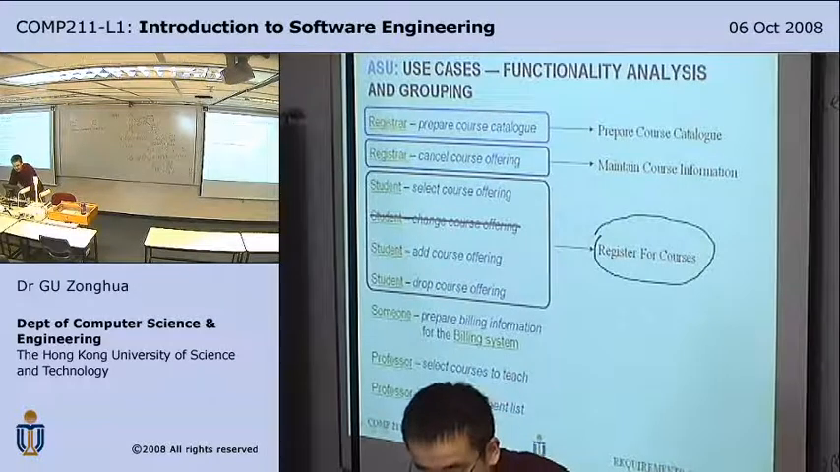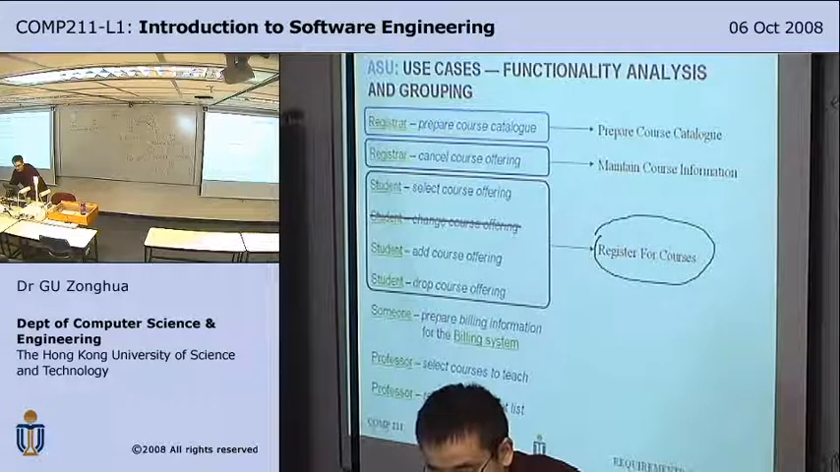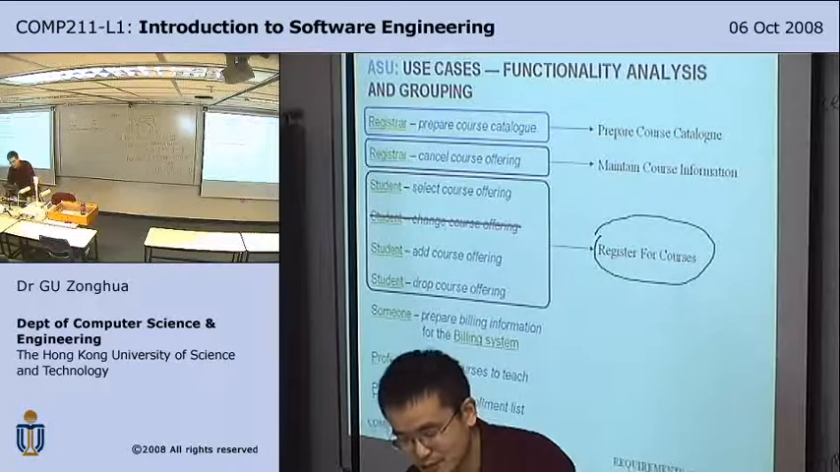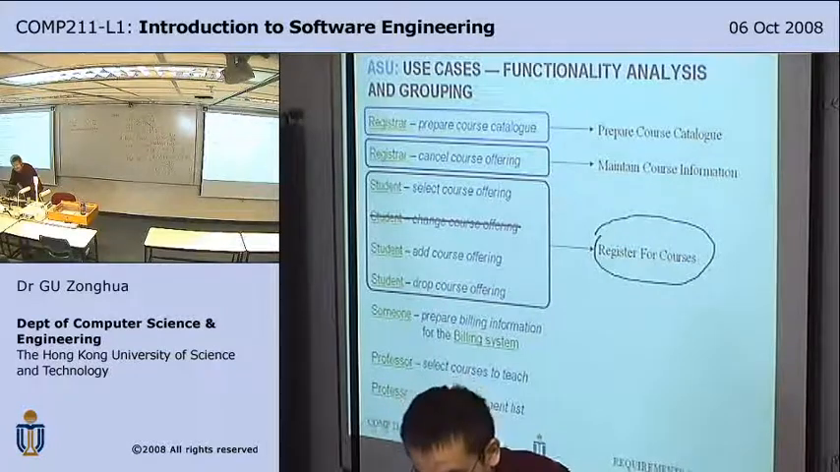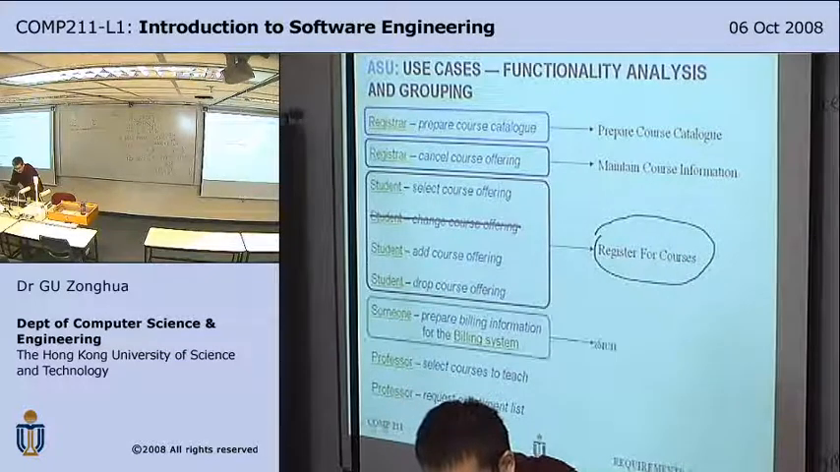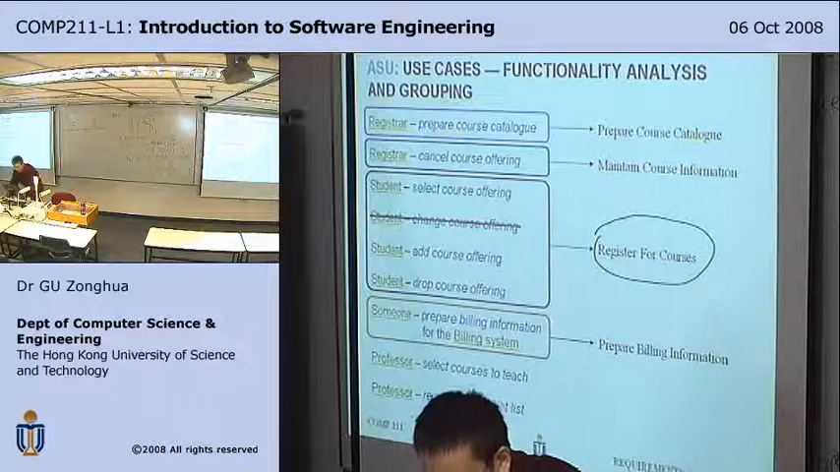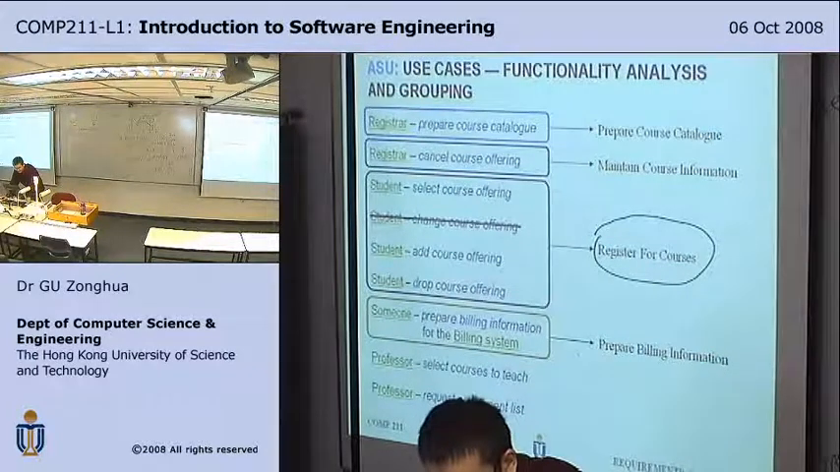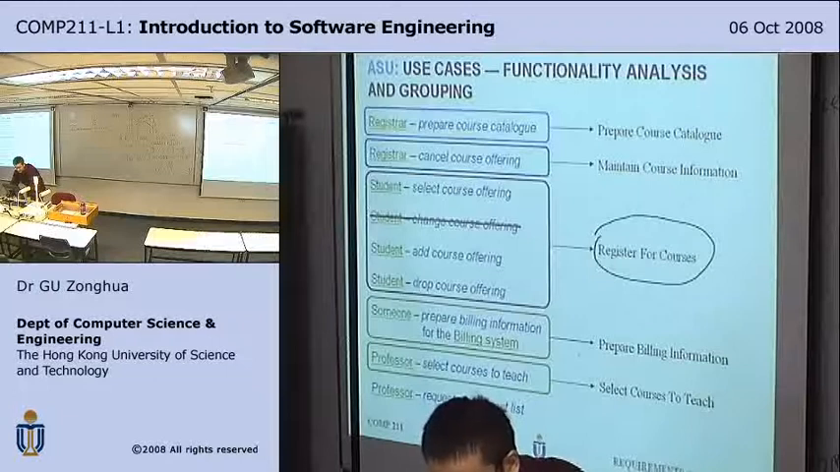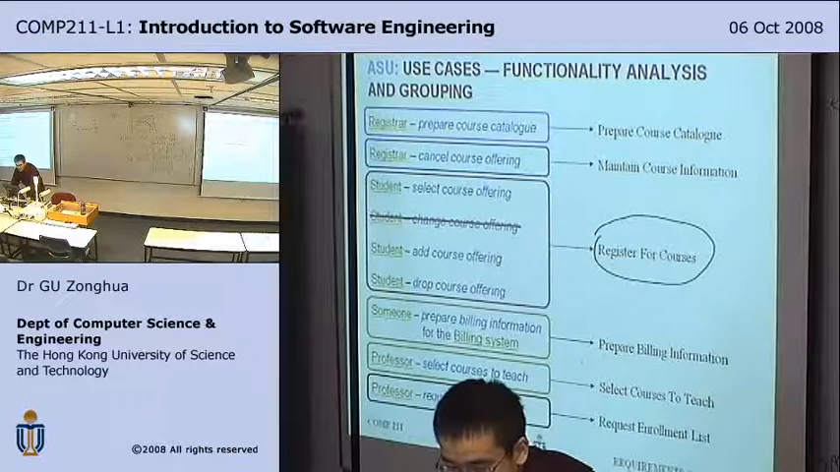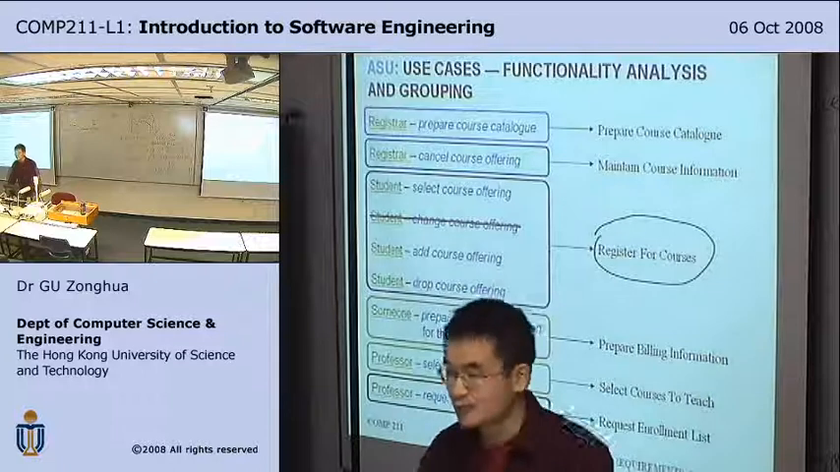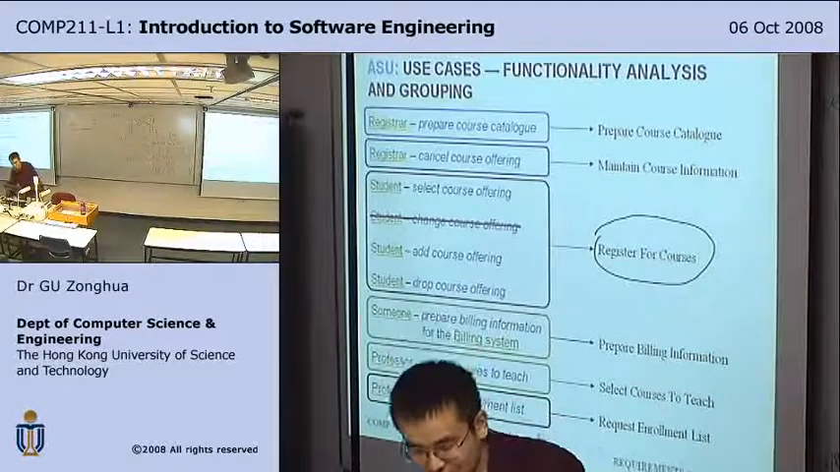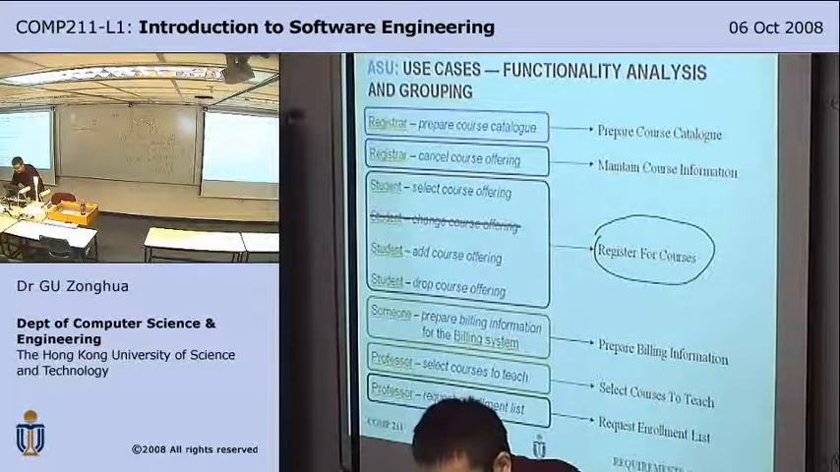At the same time, the change course offering operation can be accomplished by the add and drop. So we delete that operation. So someone prepares billing information. That's a unique use case. Professor select courses to teach, and professor request enrollment list. So these two, again, are two very different operations. You should not place them into a single use case. You should have two use cases.